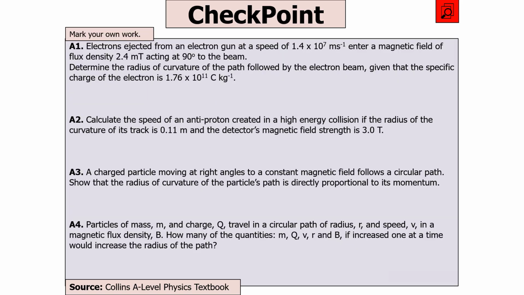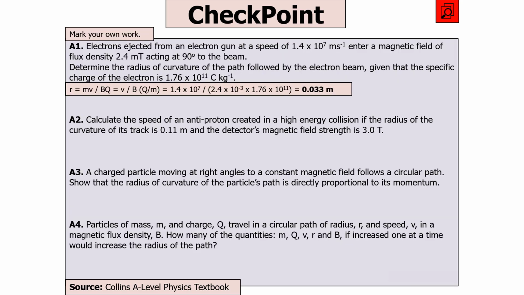Right, in this first one, we know r equals mv over bq. So therefore it equals v over b times q over m. We'll just rearrange that to get q over m in there, the charge to mass ratio. Pop in all the values and we get 0.033 meters.